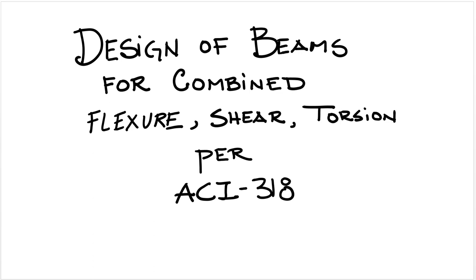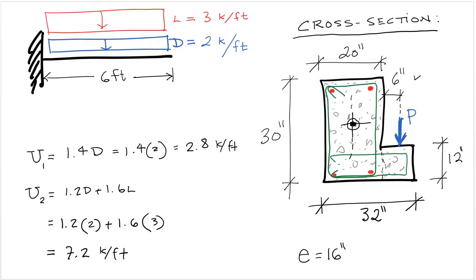In this lecture, I will present a design of a beam for combined flexure, shear, and torsion per ACI 318. The beam is a cantilever 6 feet in length, subject to a dead load of 2 kip per foot and a live load of 3 kip per foot.